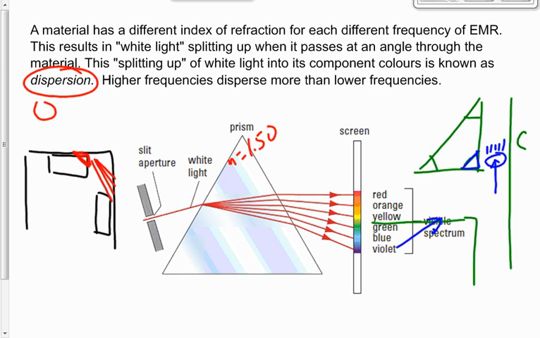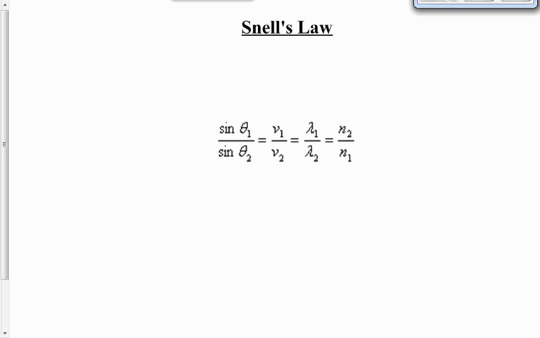Here's an equation. Sine theta 1 over sine theta 2 equals v1 over v2 equals lambda 1 over lambda 2. Oh, what's this? n2 over n1. Be careful with that. 1 over 2, 1 over 2, 1 over 2, and then all of a sudden we got 2 over 1. What do these variables mean, and what does this equation mean?